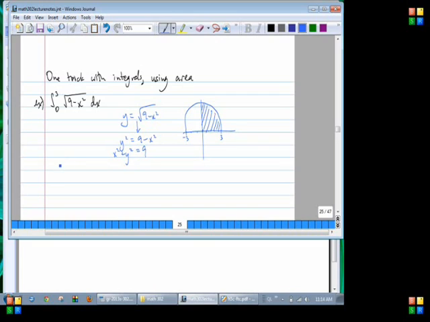So the integral equals 1/4 of the area of this circle. And what is the area of this circle? Pi r squared. And what's r? 3. So there you go. That's the answer.